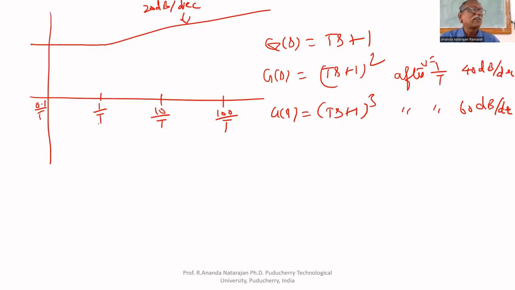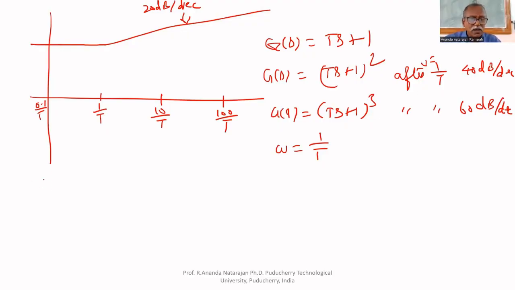If we know 1 by tau, that's all. If you know the time constant, the corner frequency is equal to 1 by time constant. After that, it decreases at the rate of 20 dB per decade. Before that, it is 0 dB. That is the rough plot, or in other words, it is called the asymptotic plot.